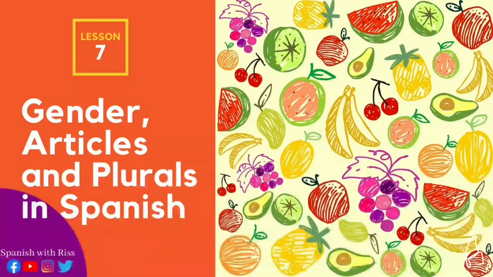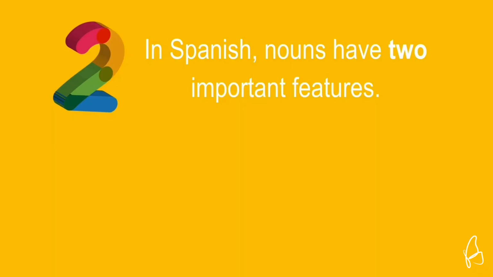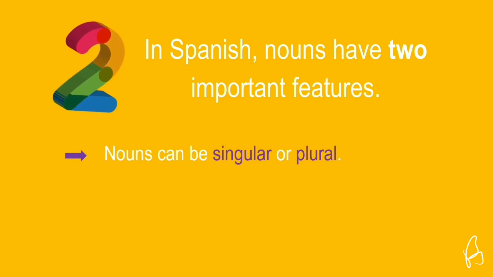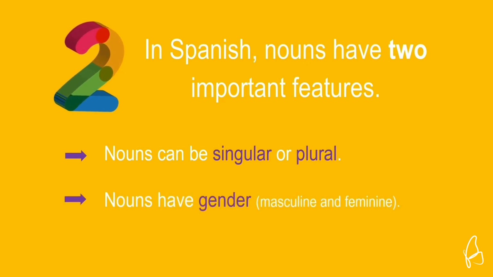In this lesson number 7, we will look at gender, articles, and pluralization of nouns in Spanish. In Spanish, nouns have two important features. Like nouns in English, Spanish nouns can be singular or plural. However, nouns also have gender in Spanish. That is, nouns can be masculine or feminine.